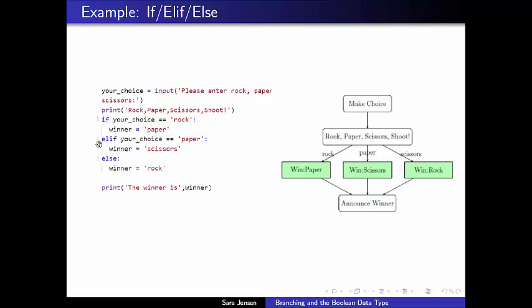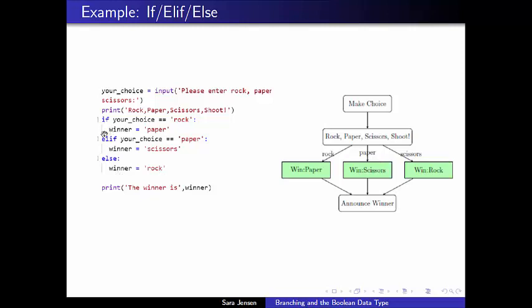If we get to the elif portion of the code, we want to say, was your choice paper? If so, we'll declare the winner scissors. And then, given that there are only 3 choices, if the user did not select rock, and if the user did not select paper, our else clause, although it doesn't explicitly check to see if your choice is equal to scissors, it assumes that it must be so since there are only 3 choices in our example, and we set the winner equal to rock.